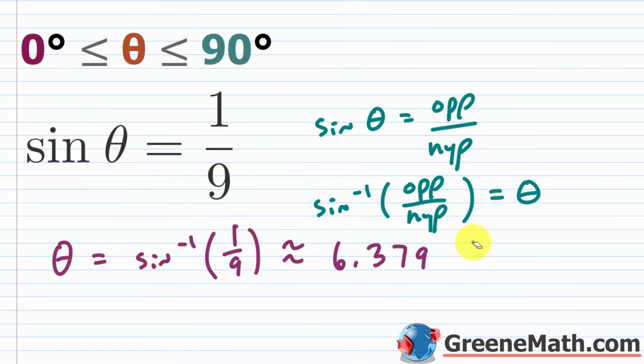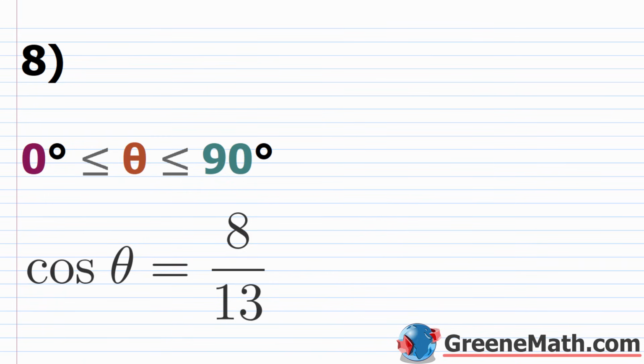And I can get rid of all of these. And this answer is in terms of degrees. So the angle that we're looking for, this theta, is going to be approximately 6.3794 degrees. And again, just so this is clear, there's an infinite number of angles whose sine value is going to be 1/9. Okay, let's look at problem 8.